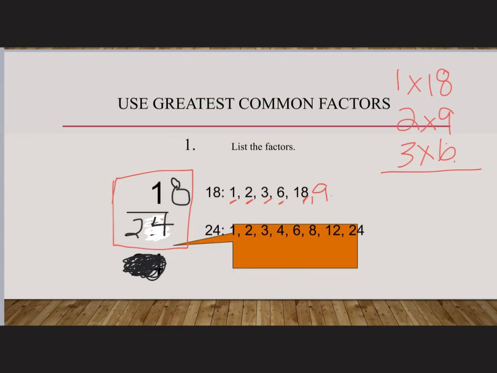Now for 24, 24 is 1 times 24. Let's check, is it in our list? It is. It's 2 times 12. Is that in our list? Yep. It is 3 times 8. Is 3 times 8 24? Yes, it is. And then 4 times 6. 4 times 6 is 24. And that's it.